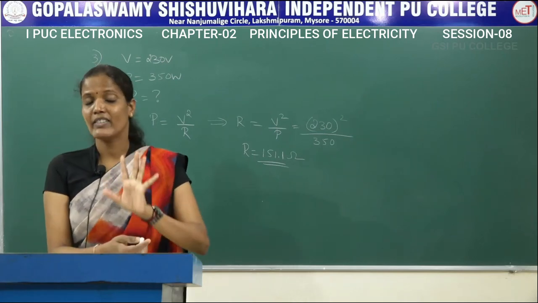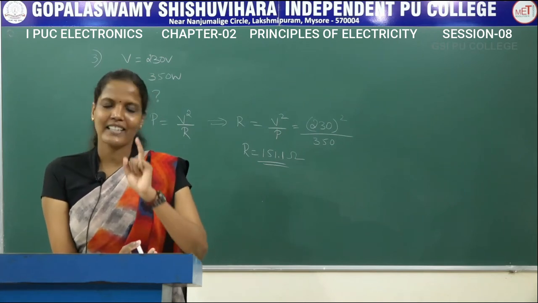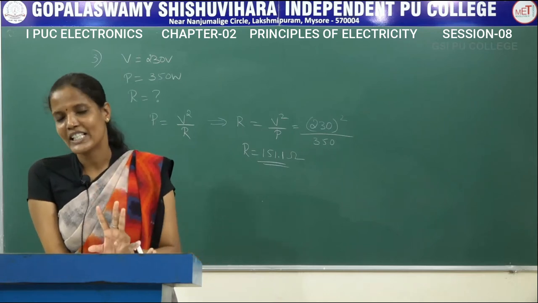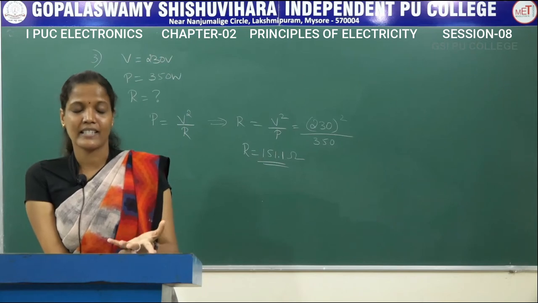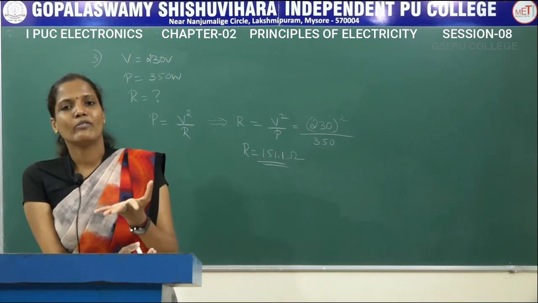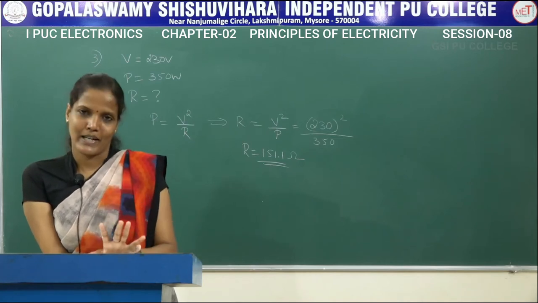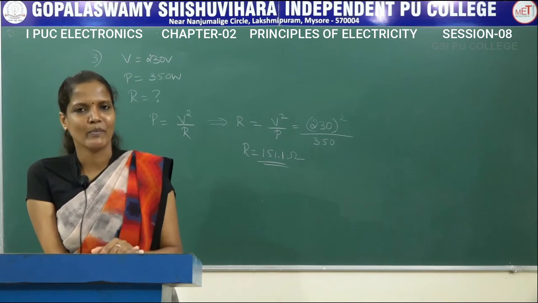Whenever they have given the power, that is any number with the unit watts, that value is equal to power. So we have three different relationships between the power and other parameters like voltage, current and resistance. So accordingly, you have to choose one particular formula and find out the asked parameter. Clear? Now we'll move on to the next topic of the same chapter.